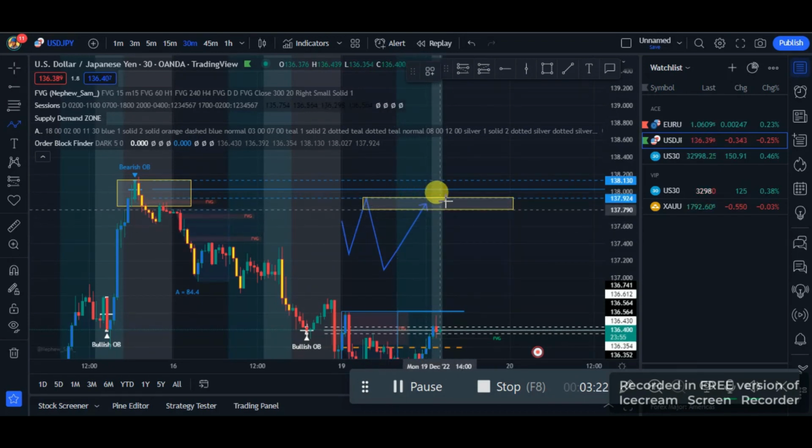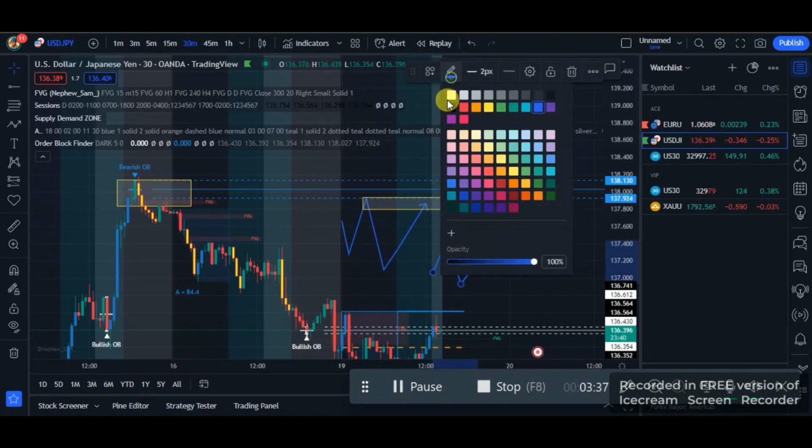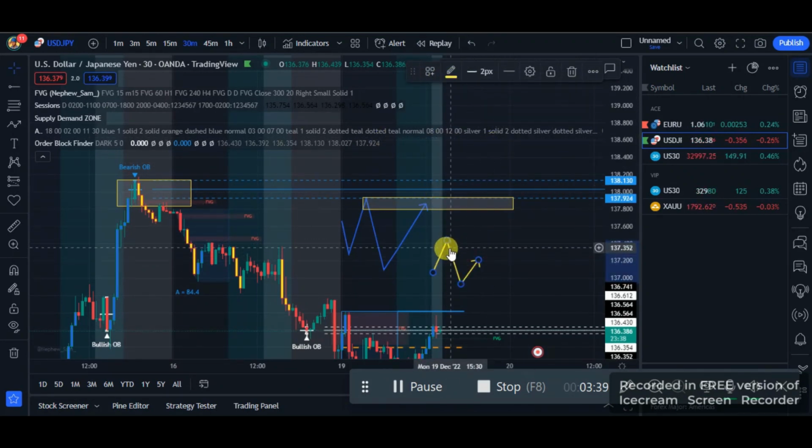On the 15-minute time frame, we want to see where price retests. Let's assume this is the same place price retested. You want to see a move to the downside, and you want to see another order block. Let me change this one color to another color. Okay, let's use golden.